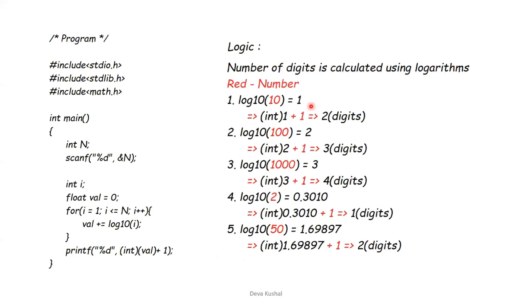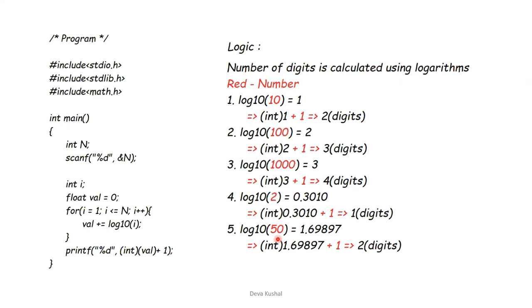Let's see the next. Let's see the solution. You can see the logic here. Number of digits is calculated using logarithms, right? Log 10 of 10 gives us the value 1. Integer of 1 is nothing but 1. 1 plus 1 gives us 2 digits. So this is a way how to find the number of digits.